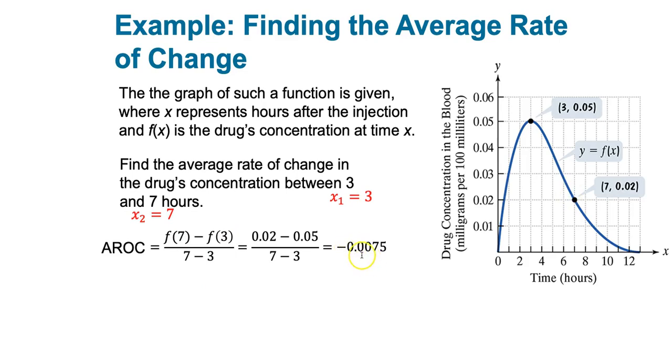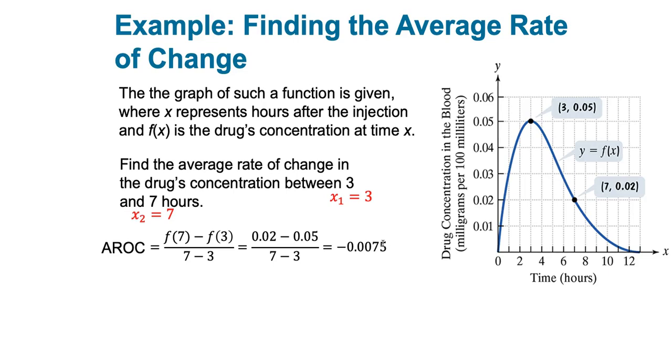Simplifying gives us negative 0.0075. We got a negative average rate of change. This indicates that the function is decreasing between the given x values.